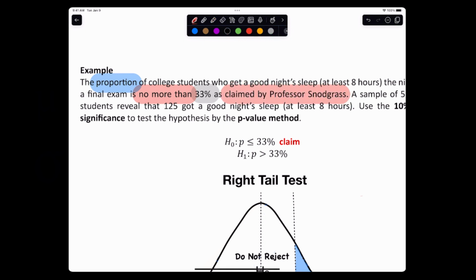All right, okay. So this is P for proportion. What is no more than? Isn't that less than or equal? No more than, that's the limit. It's 33% or less. So we put here no more than, that's less than or equal to, and 33% is point 33. That is your claim.